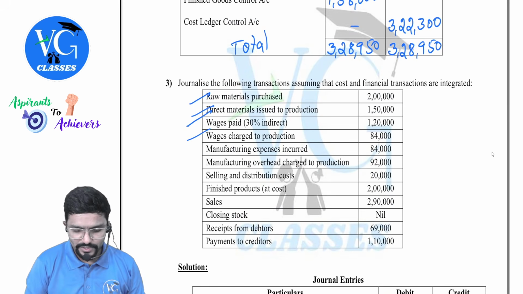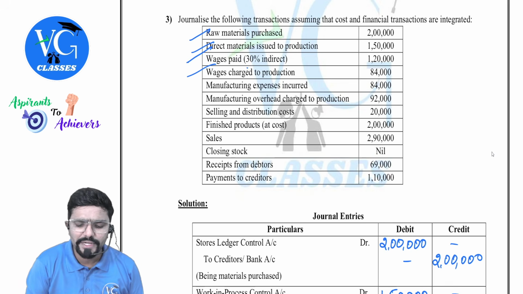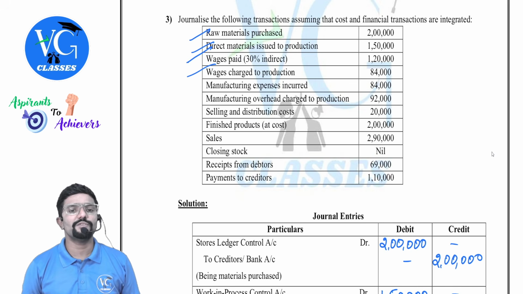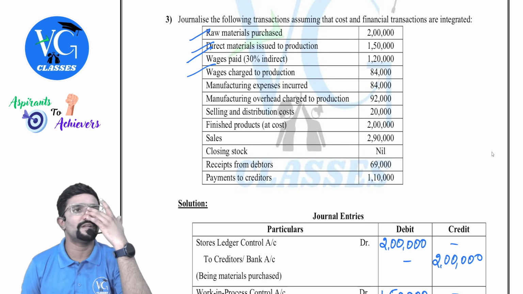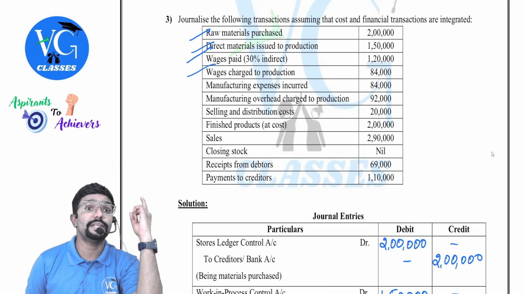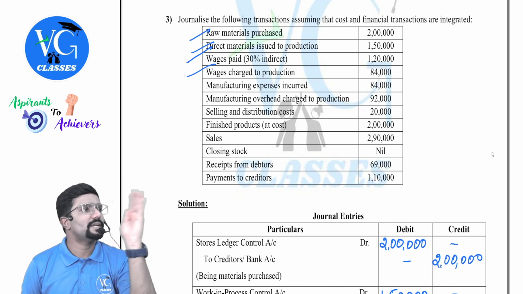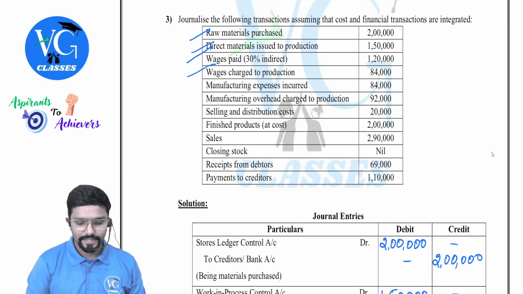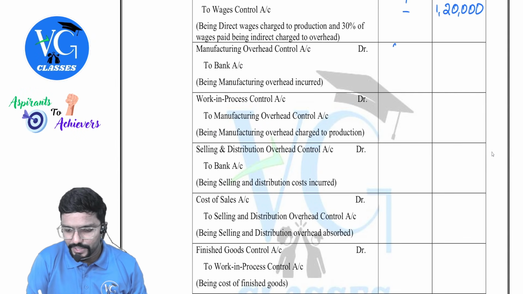Next, wages charged to production is done. Sir, what about indirect? You have to transfer that also. Next, manufacturing overhead incurred. What is the entry, guys? Manufacturing overhead control account debit to general ledger under non-integrated. But here, let us remove general ledger and bring bank. To bank, 84,000 again.